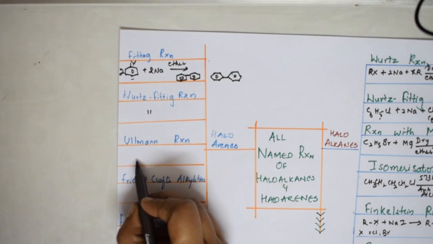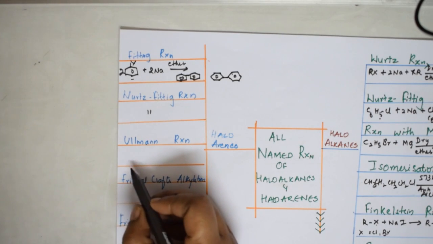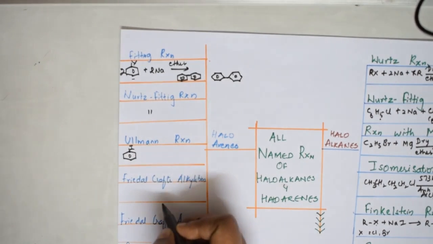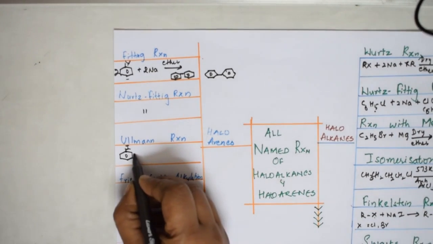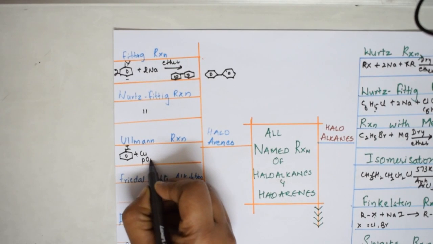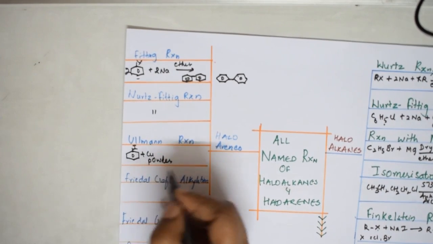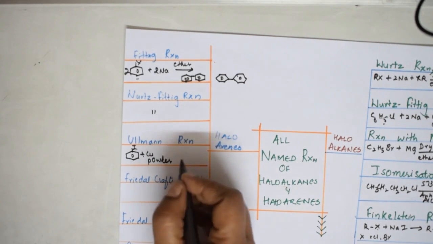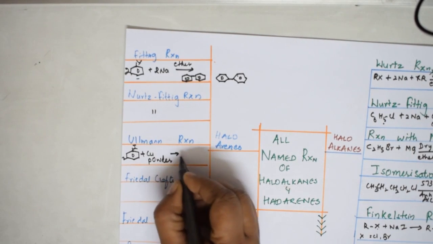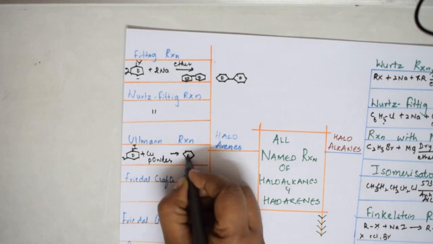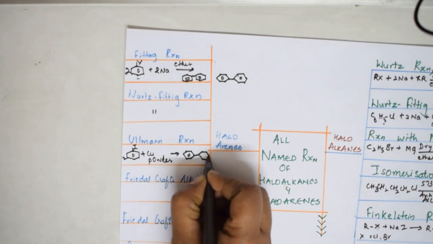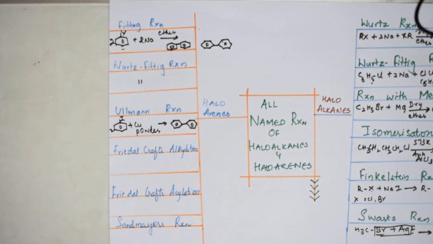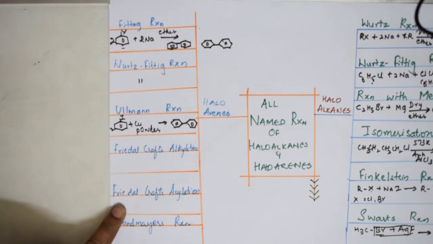Next, we'll see the Ullmann reaction. The Ullmann reaction is nothing but this: you take iodobenzene, and you add copper powder to it. When you add copper powder, CuI comes out, and two rings join and you get biphenyl. This is nothing but the Ullmann reaction. Yes students? Yes, done. Next, Friedel-Crafts alkylation and acylation, right?